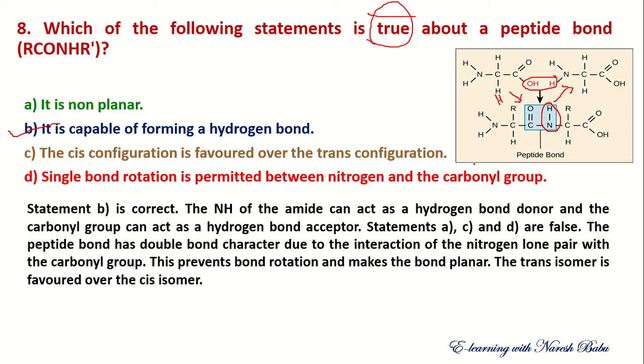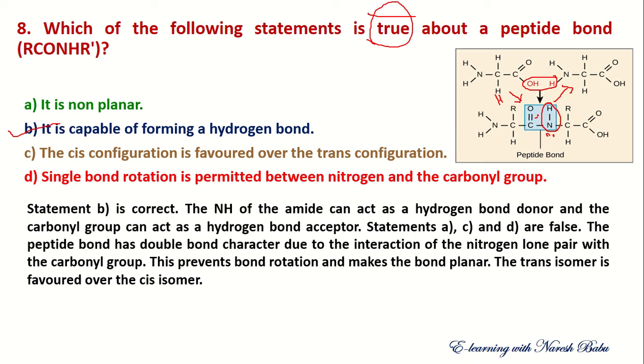But if you observe, statements A, C, D are false. Why are they false? The peptide bond has a double bond character due to the interaction of the nitrogen lone pair with the carbonyl group. If you observe the CONH, between the carbon and nitrogen only a single bond is present, but the lone pair of electrons present on the nitrogen is going to be donated to the carbon atom.